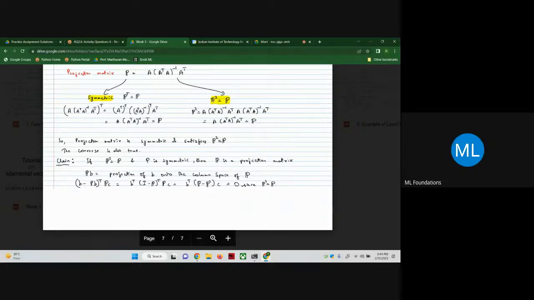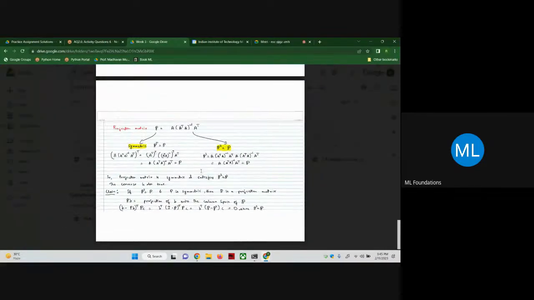The reason P square equals P holds true is that when a vector is already projected, even if it is projected again, it will still be the same. So P square will be equal to P, or P power n will be equal to P.